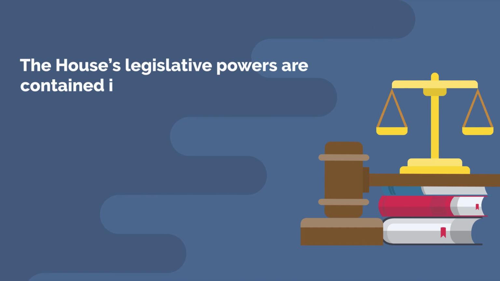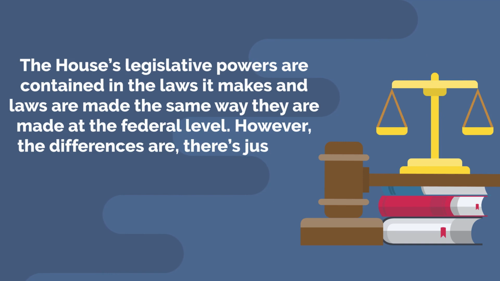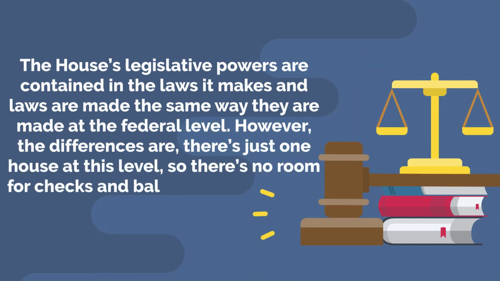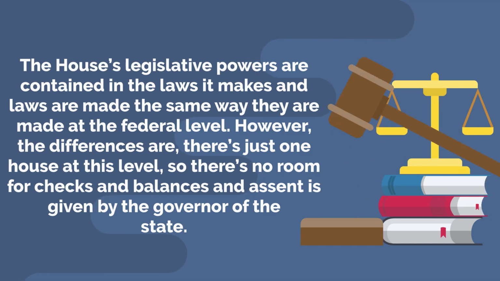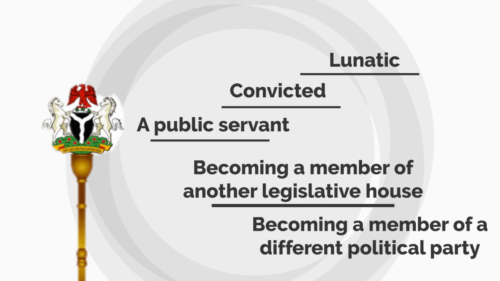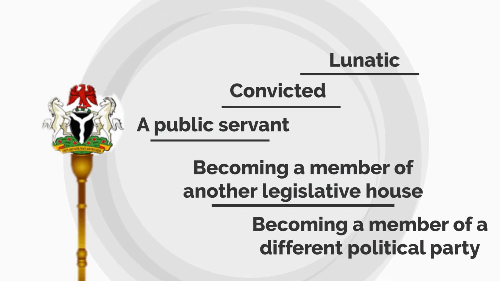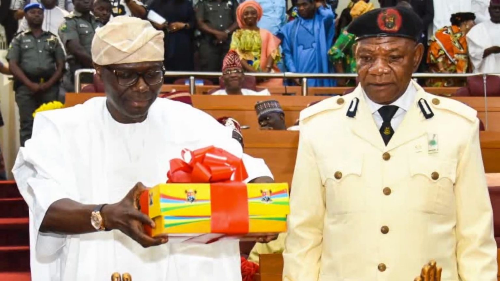Also, the House's legislative powers are contained in the laws it makes, and laws are made the same way they are made at the federal level. However, the differences are there's just one House at this level, so there's no room for checks and balances, and assent is given by the governor of the state. Furthermore, everything about constituting committees, how many days altogether they have to sit, the criteria for election into the House, criteria for disqualification, and grounds for removal is the same as with the National Assembly. And finally, it is the duty of the state governor to prepare the state budget.